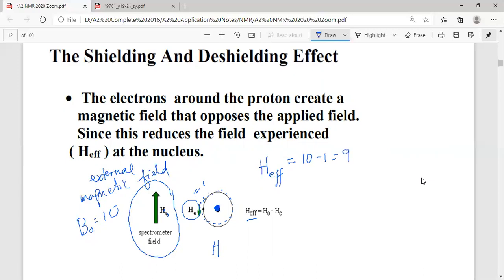So it will split. Let's put 4 here. Now this will be the energy E1, E equals h times frequency 1.